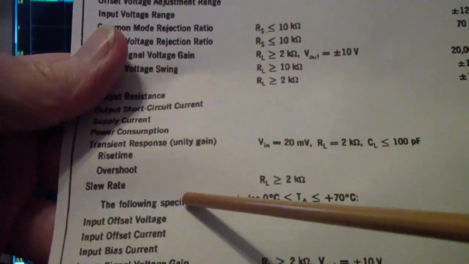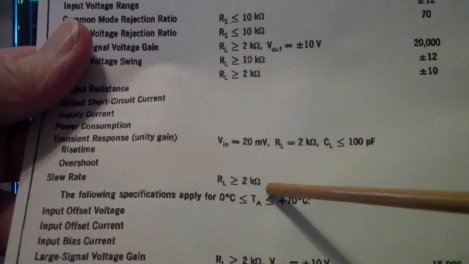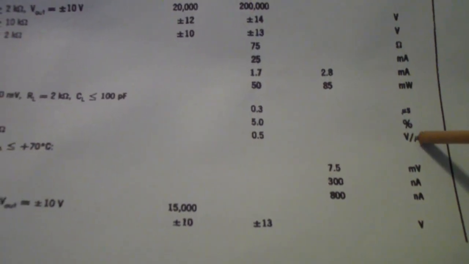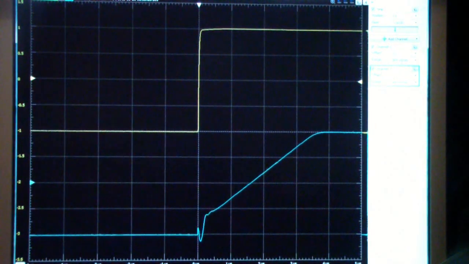You see it says slew rate, and this is with a 2K resistor. I have a 2.2K load resistor. It says it's about a half a volt per microsecond. So what it's saying is that for every microsecond, if you look from this point to this point, that's 1 microsecond, it goes up about a half a volt. And so this is very, very close to the specification.